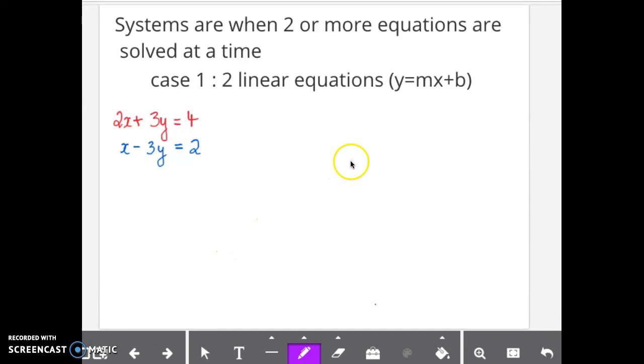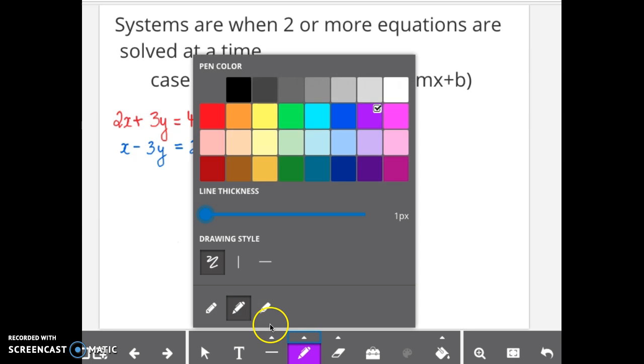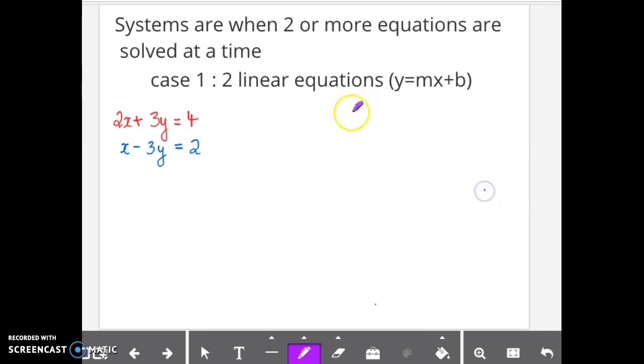In this lesson we are going to learn how to solve systems of equations. So far in algebra we have learned how to solve equations, or polynomial equations, which are in one variable.